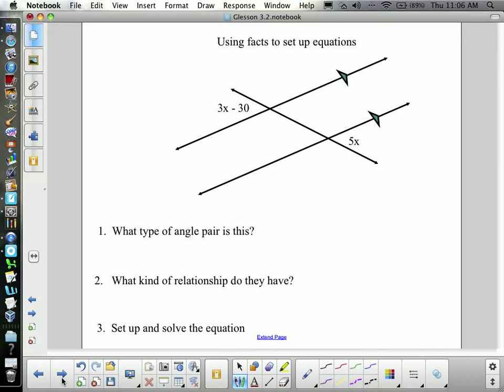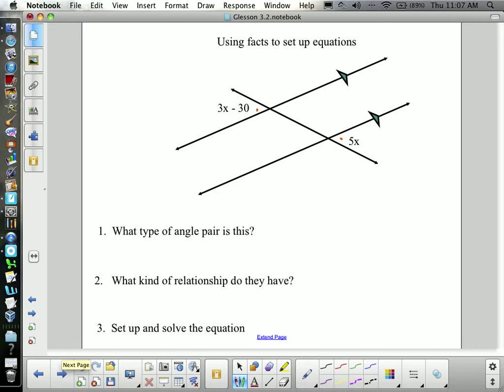So, here's the thought process we go through for this. This is a thought process we need to be doing step by step. I look at the picture and I say, what type of an angle pair is this? Let's name the angle pair. Start by naming it. I look at the indicated angles there. I got this 3x minus 30 over here, and I got the 5x over here. What would be the name of that angle pair?